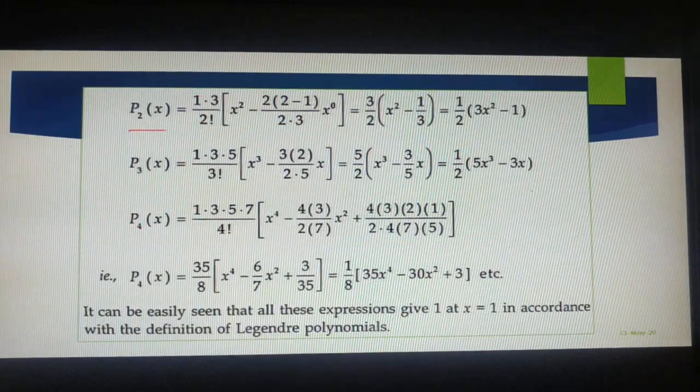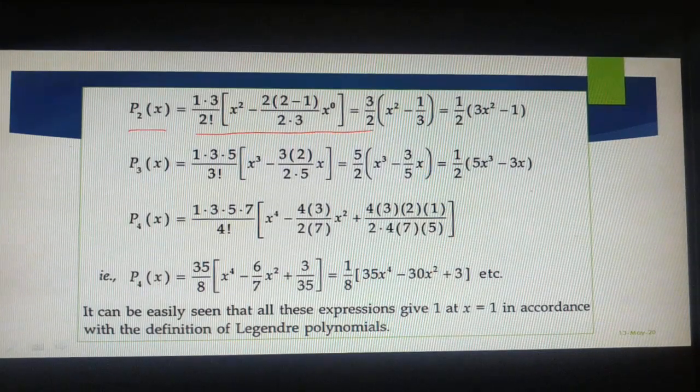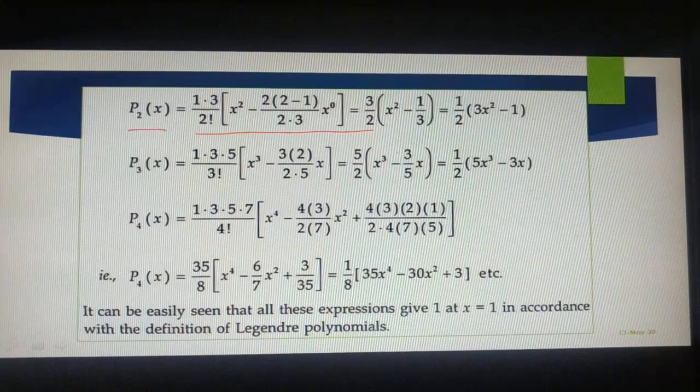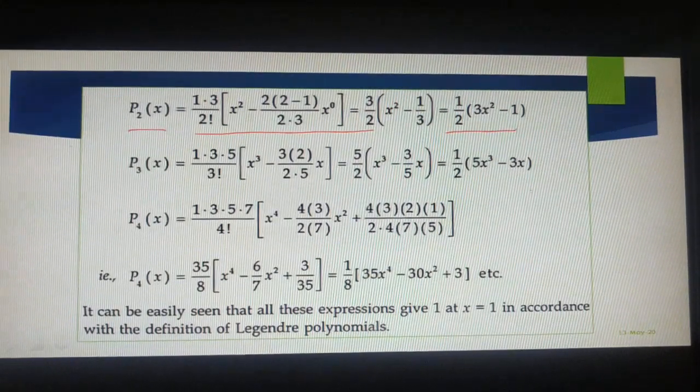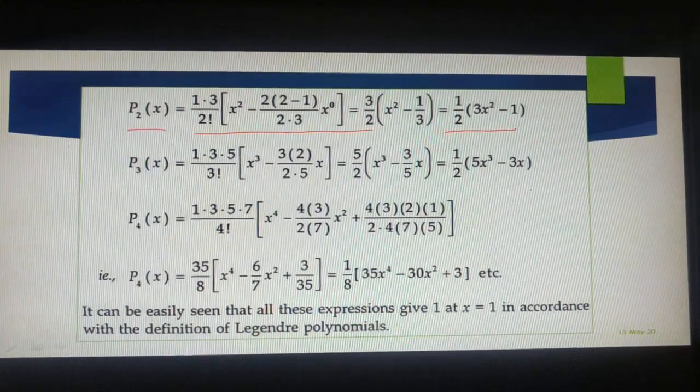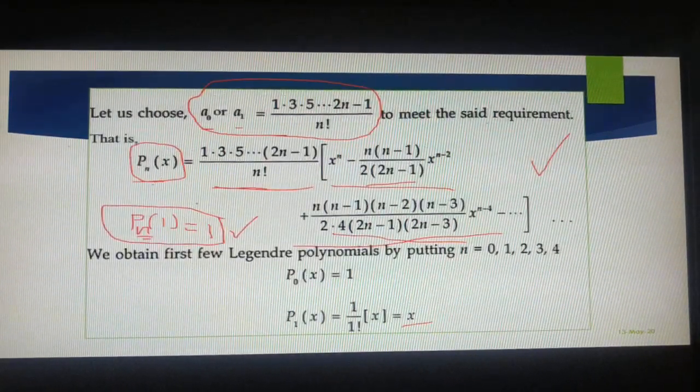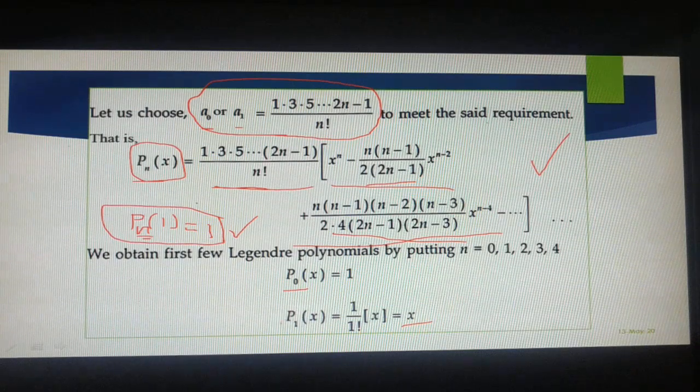p2 of x, you will get this particular series. We are just substituting these values in place of n in the same formula. You will get this one: 1 by 2, 3x square minus 1. So we are getting some polynomials of different orders. These are the Legendre polynomials of order p0 of x, p1 of x, p2 of x.